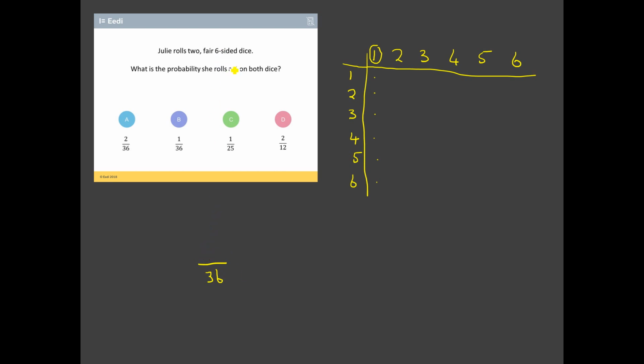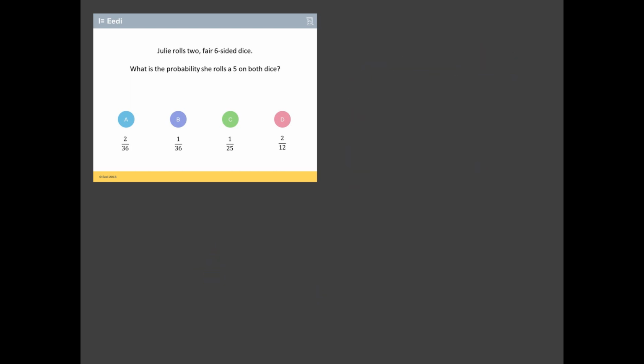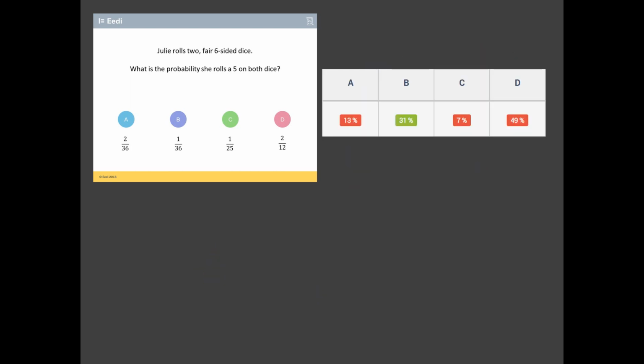So what's the probability she rolls a 5 on both dice? Well, I think the only way that happens is if she rolls a 5 on the first dice and a 5 on the second dice. That can only happen one way. So I think the answer is 1 out of 36. Let's have a look. Yeah, that's it. Good news, we got that right.